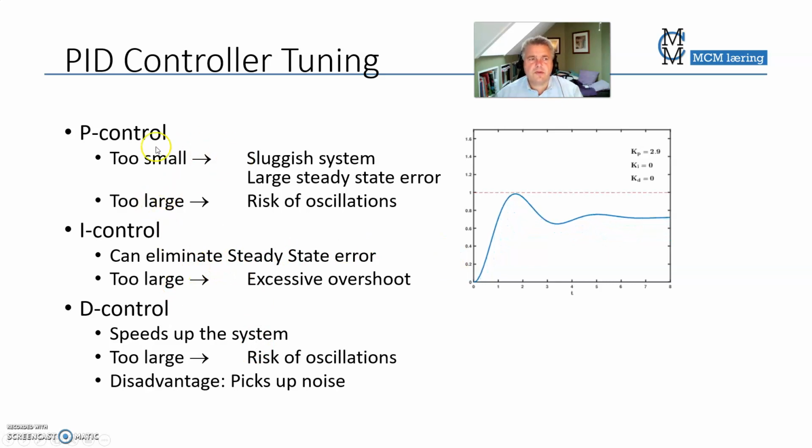So the P control also will increase the risk of oscillations. And if the I control is too large, you have excessive overshoot. And if the D control is too large, you have the risk of oscillations again, and it picks up noise.